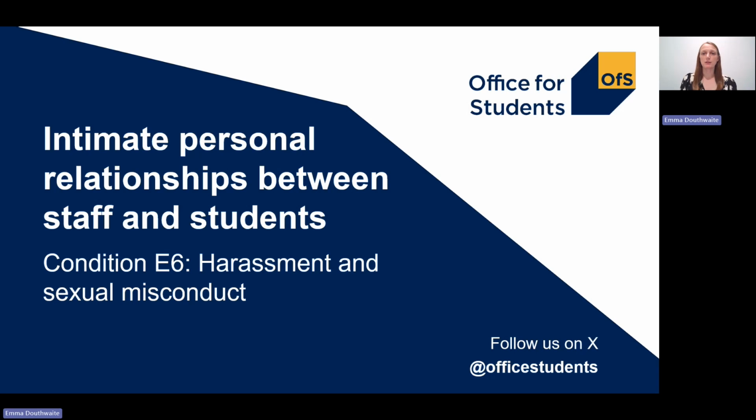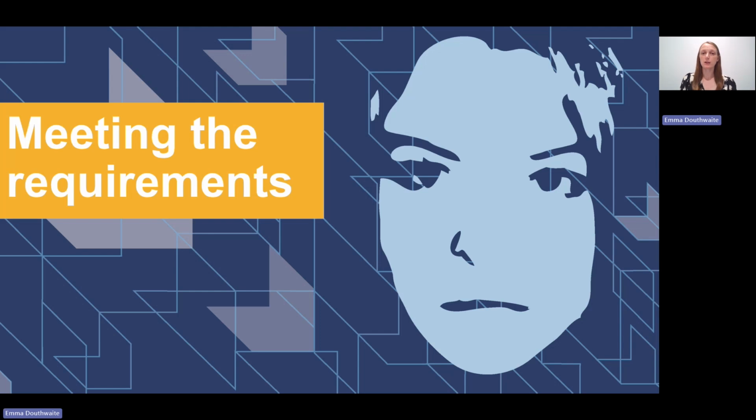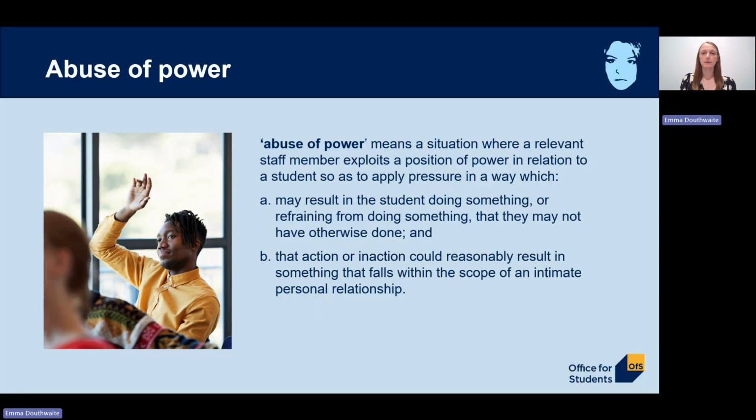From the 1st of August, our new condition of registration means that registered universities and colleges in England must take certain actions to protect students from harassment and sexual misconduct. In this video, I'll look at how universities and colleges will need to protect students from abuses of power and conflicts of interest in intimate personal relationships with members of staff. First, we'll look at meeting the requirements.